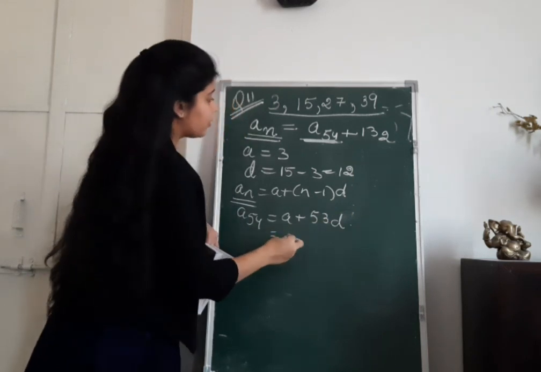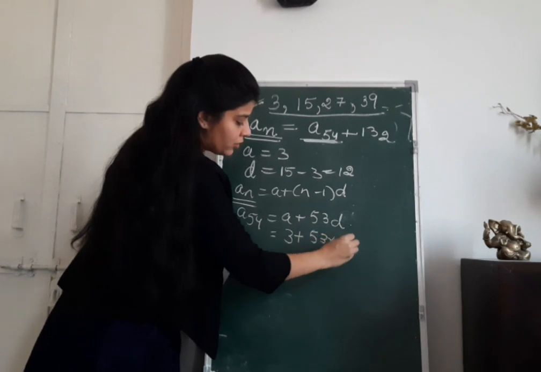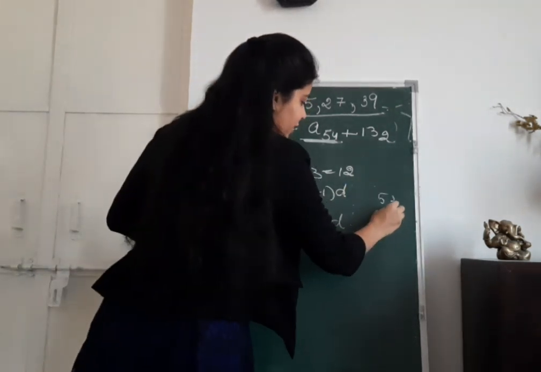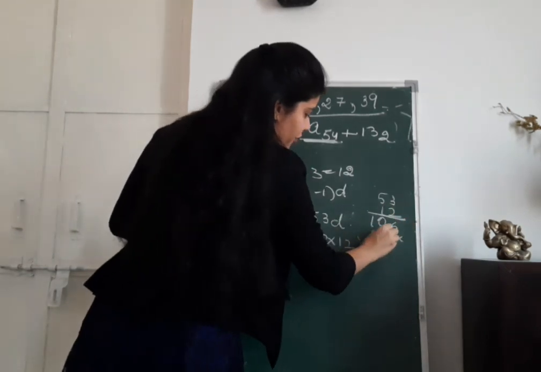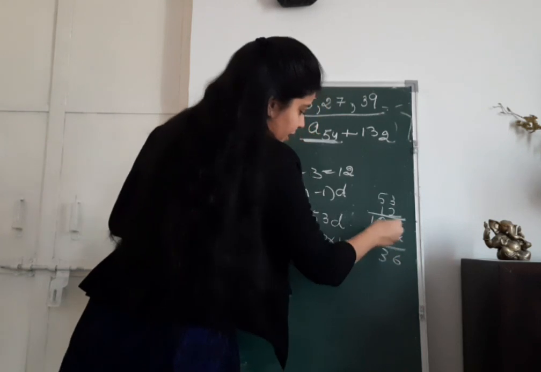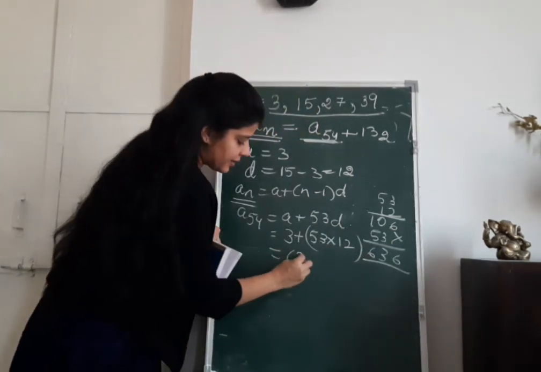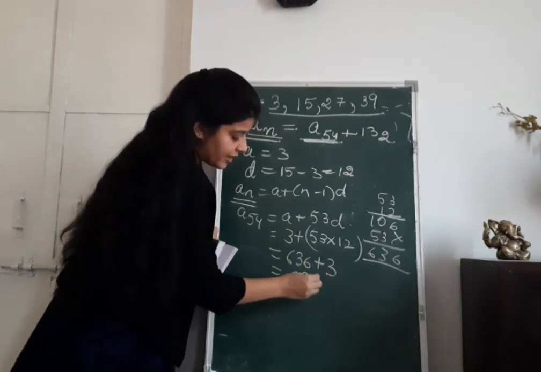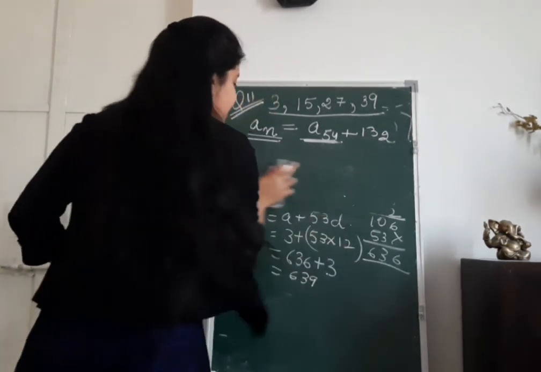A53 is what? 53 into 12, right? What is 53 into 12? 3 2s are 6, 5 2s are 10, and into 53, that is 636. 636 plus 3 gives me equal to what? 639. So A54 is what?